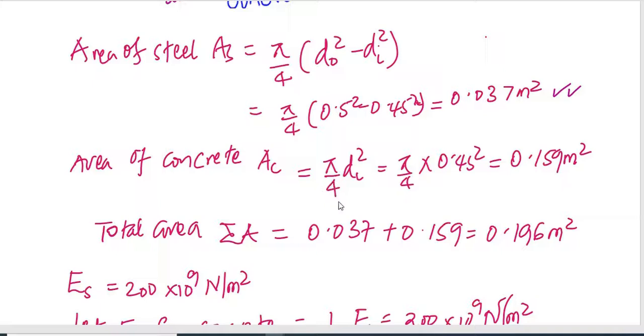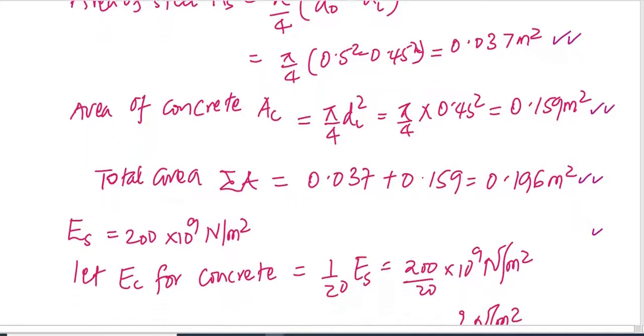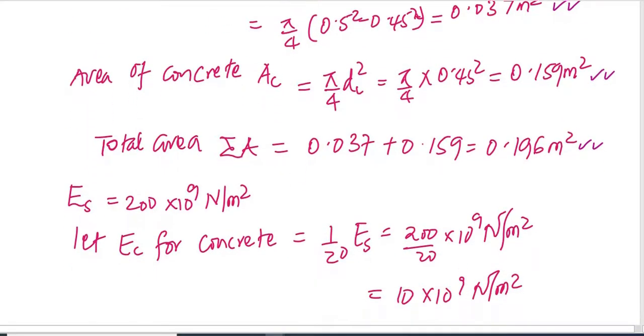What about area of concrete? AC is equal to pi over 4 times the square of internal diameter, because concrete fills the internal. Therefore, this will be pi over 4 times 0.45 squared, and this will give you 0.159 square meters. What about total area? Total area will therefore equal 0.37 plus 0.159, and this will give you 0.196 square meters.